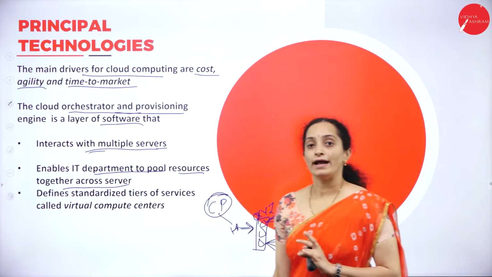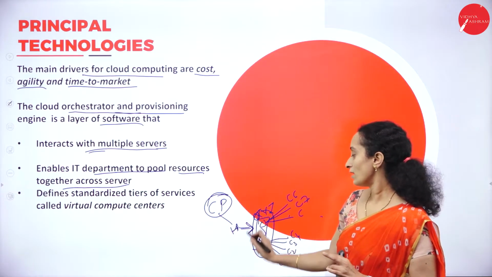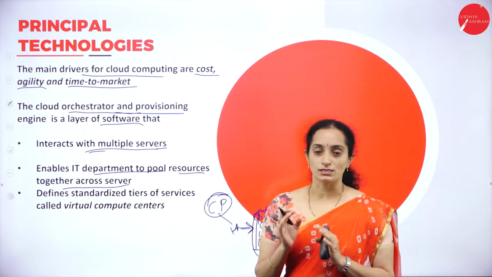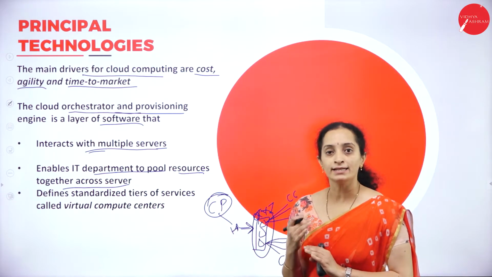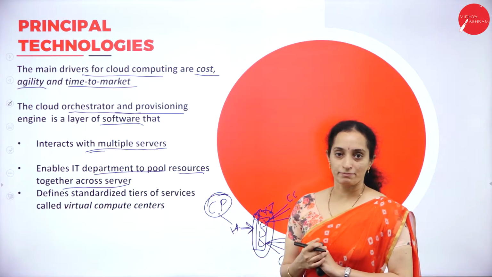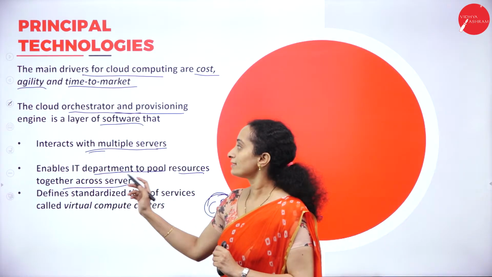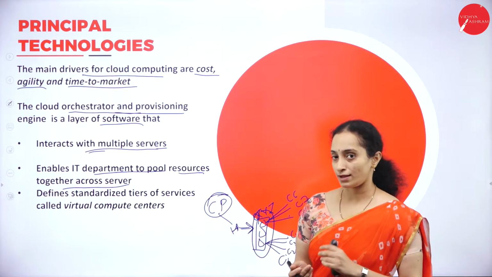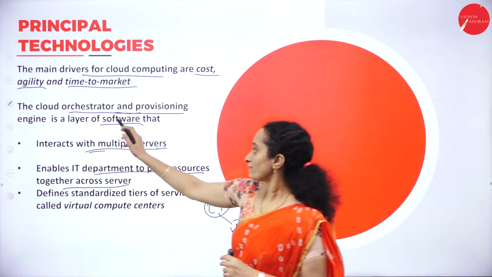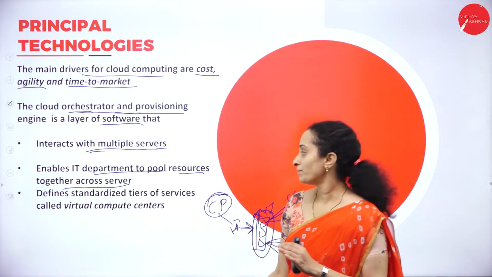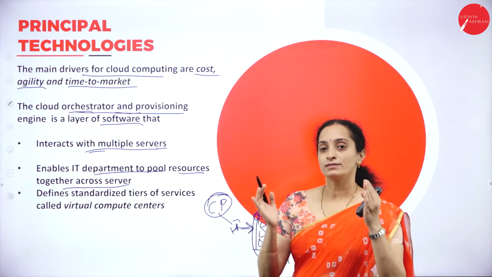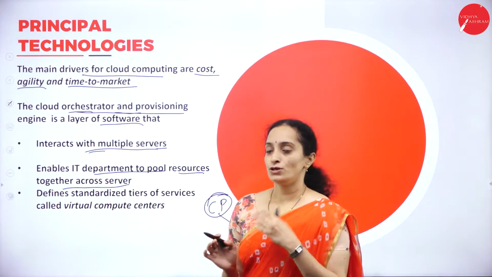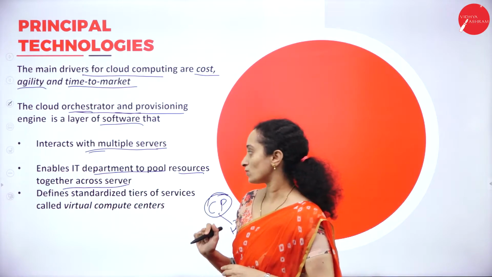What the IT department in the local server has to do is pool the resources according to the requirements of the connected clients. They send the request to the cloud provider, or to the hypervisor. The engine will then enable the IT department to pool these services, so it gives the IT department access to group these resources.